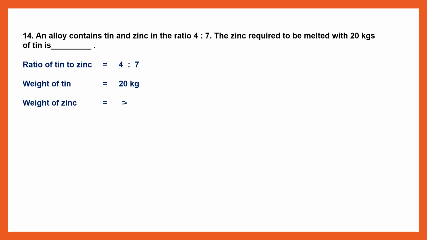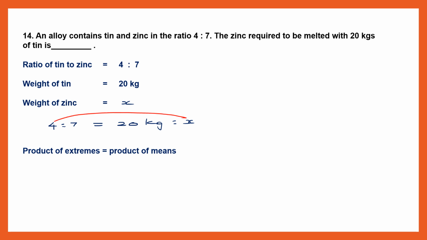So let's consider this to be x. Now let's put this in the form of two ratios. So 4:7, that is tin is to zinc, is equal to, again tin should come first, 20 kg is to x. Here again, remember at the end we should not have units, so the kgs will be removed as we go on. Now let's use the formula. Product of extremes equals product of means. So we'll write that. 4 into x is equal to 7 into 20.